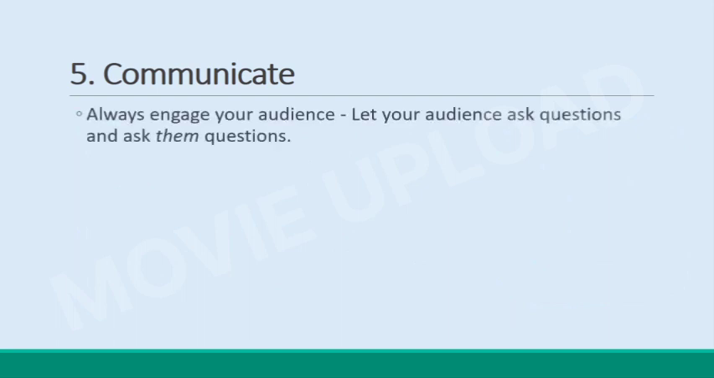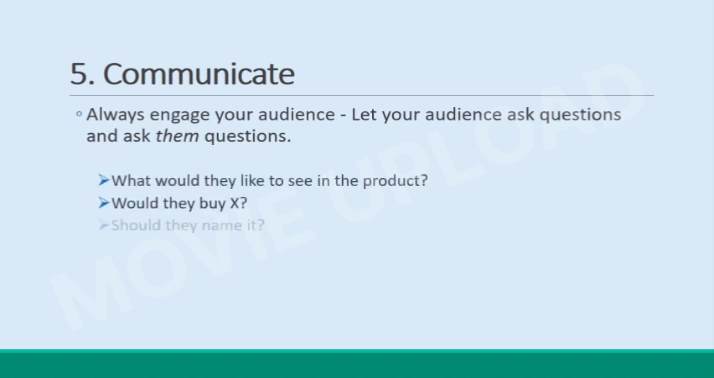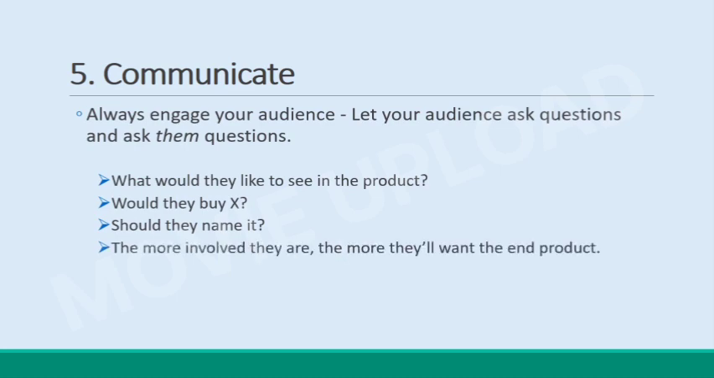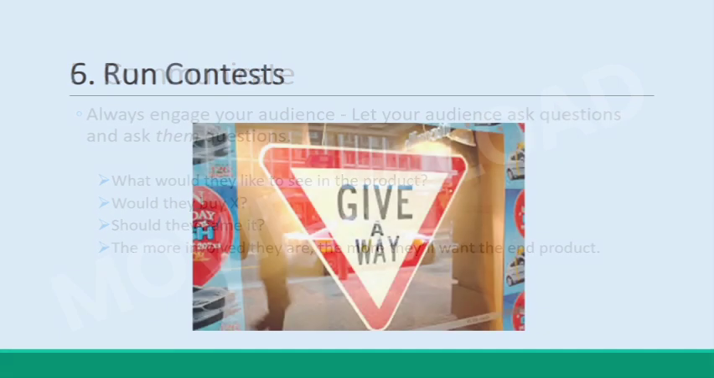Communicate. Don't forget what Facebook and Twitter were originally built for: communication. Let your audience ask questions, and ask them questions. What would they like to see in the product? Would they buy X? Should they name it? The more involved they are, the more they'll want the end product.